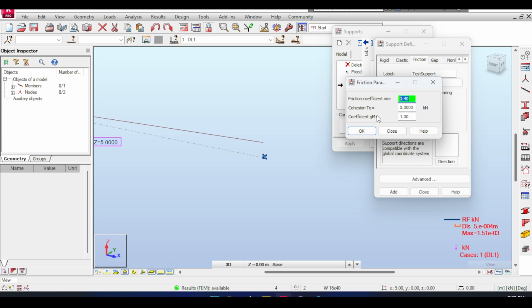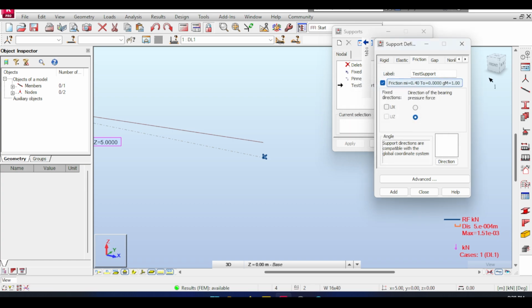What about GM here? Believe it or not, I clicked on the help, you can click on it. GM, it's a very strange word, but it means safety coefficient. So if you say 1, it means no safety coefficient. We'll just take it as it is. I don't know why they called it GM, to be honest. It could be a different thing, but they just use GM for the safety. I'll keep it as 0.4 and just click OK. So now you have the friction here.